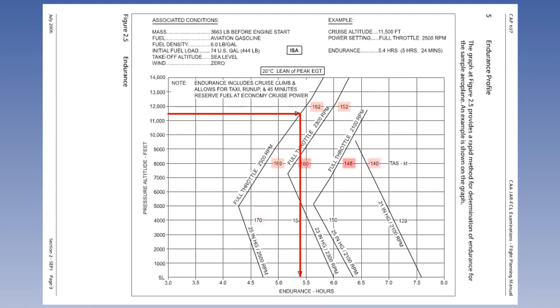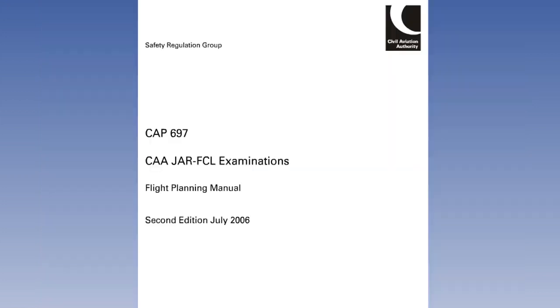Although endurance is not affected by wind speed, the true airspeed figures are shown in the same way as in the range profile graph. Therefore, a calculation of nautical ground miles for a given endurance may be done. Let's sum up this lesson. For the single-engined piston aircraft, there are 4 basic graphs or tables.